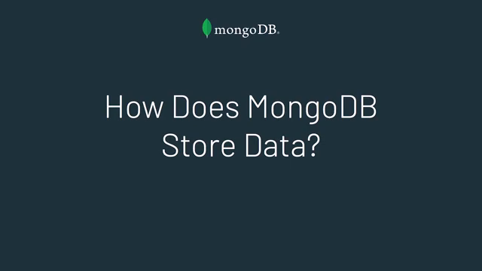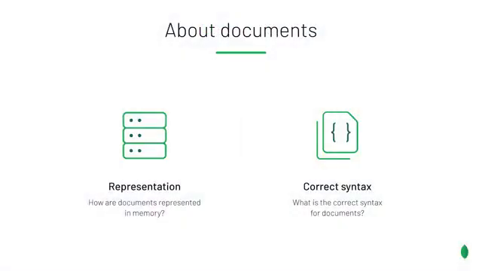We already discussed that MongoDB uses documents to store data. Now, let's look at those documents a bit closer. How are documents represented in memory? And what is the correct syntax for these objects that we call documents?